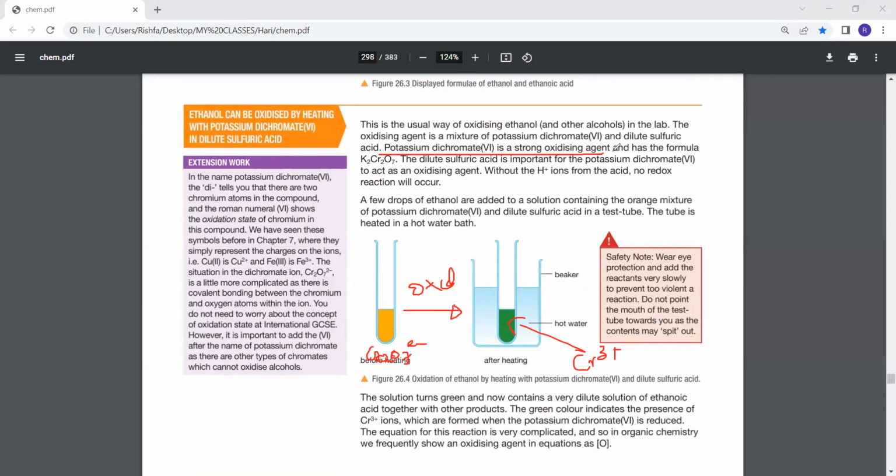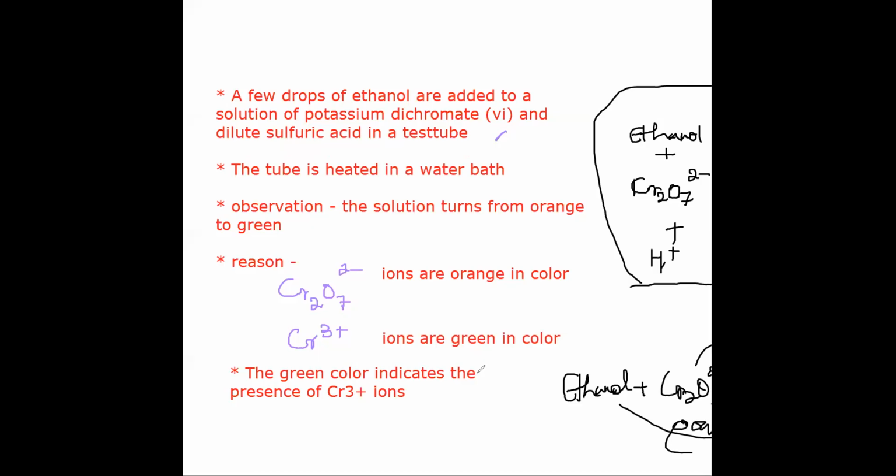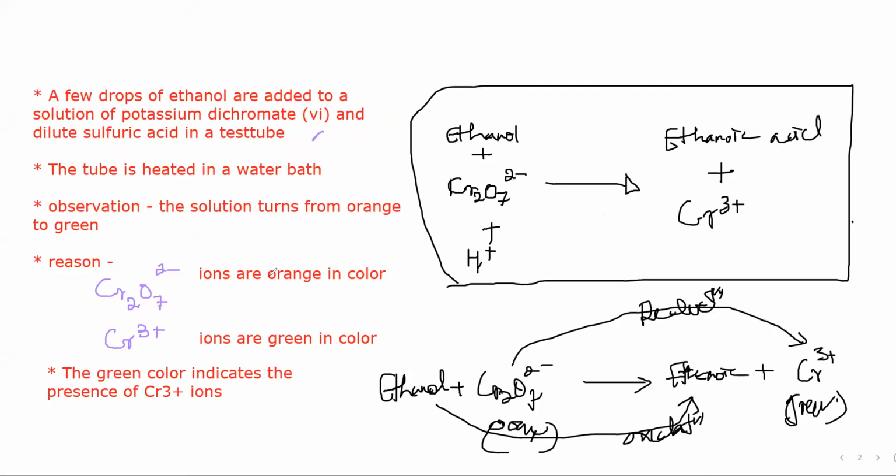Isn't it the redox flow, miss? Yes. When you add the potassium dichromate and sulfuric acid, ethanol plus Cr2O72- plus H+ gets turned into ethanoic acid and Cr3+. That's a redox, right? Yes, that's a redox reaction. So I'm asking, who acts as the oxidizing agent here?